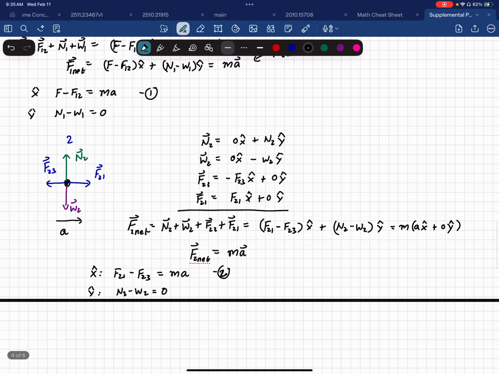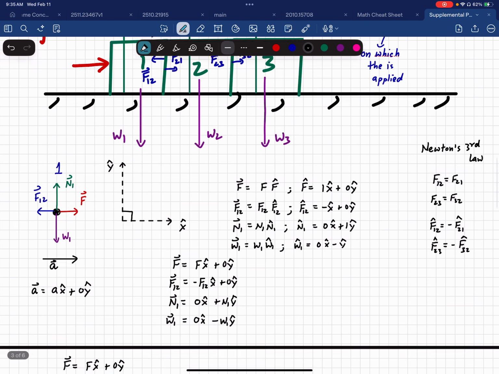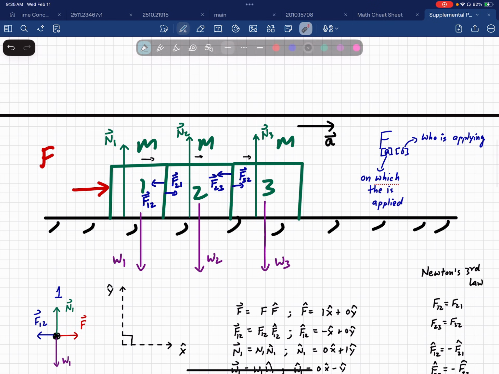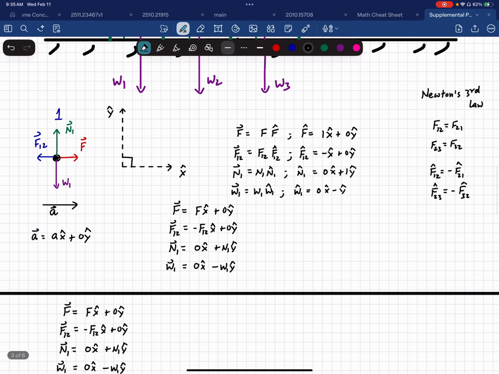All right. Now for the third one, again, let's go back and see what the third one is. Now for the third one, the first index is only one force. Then you have the N3 and W3. Fine. Now let's draw out that.